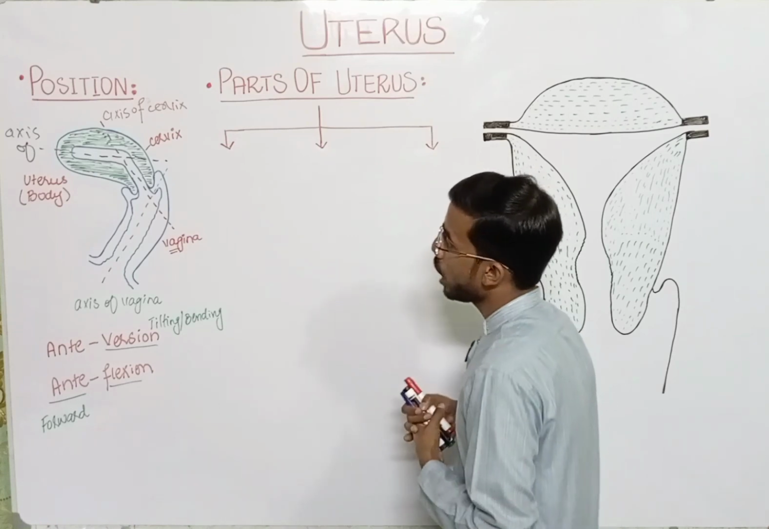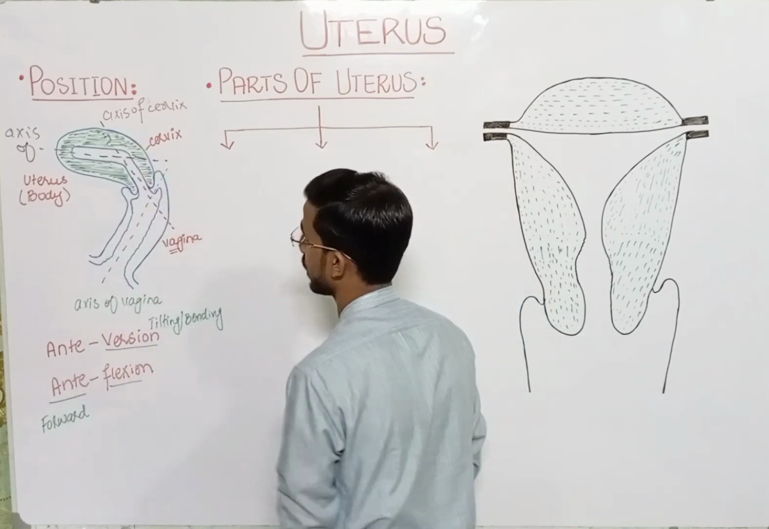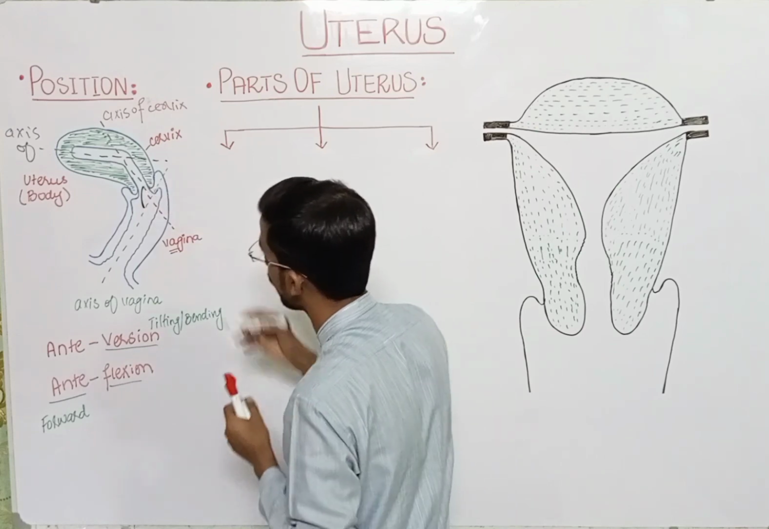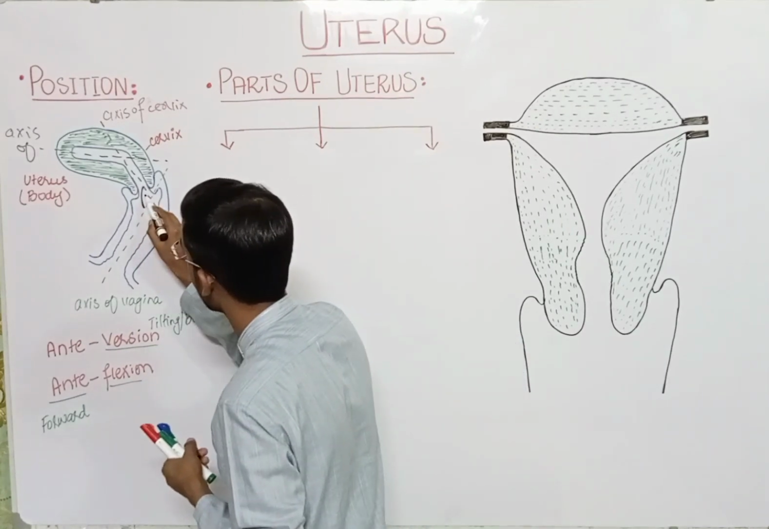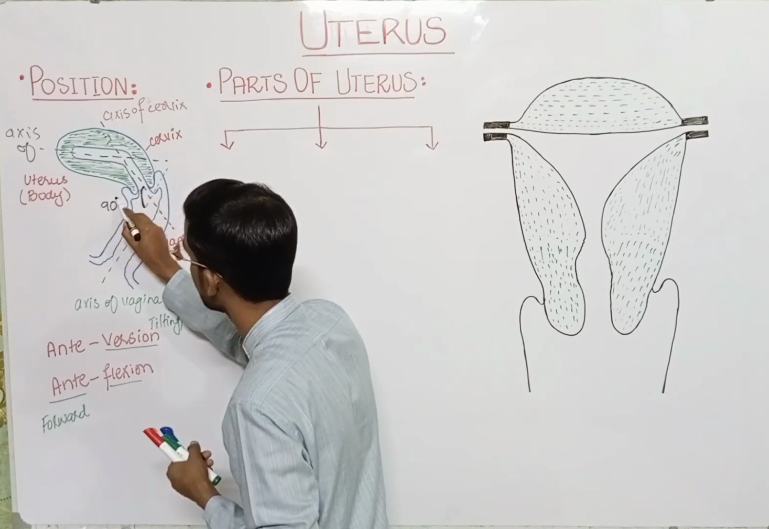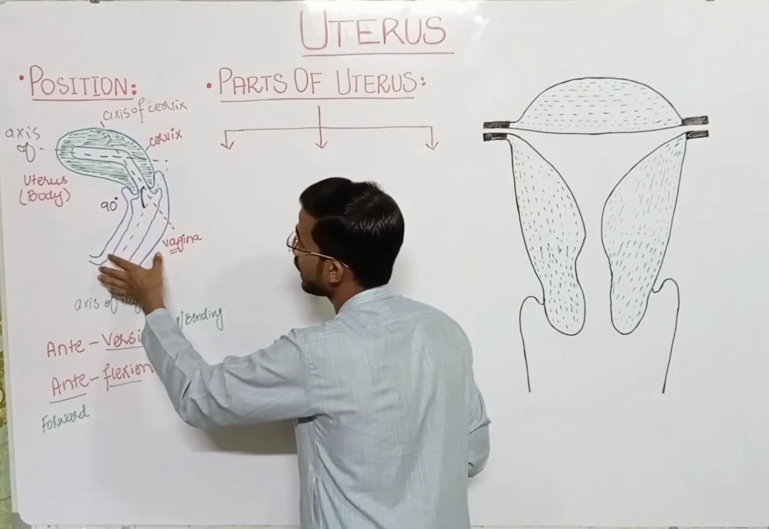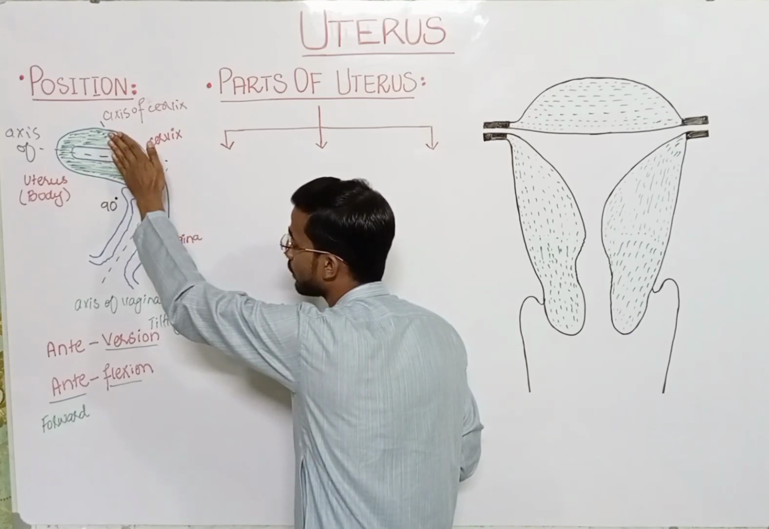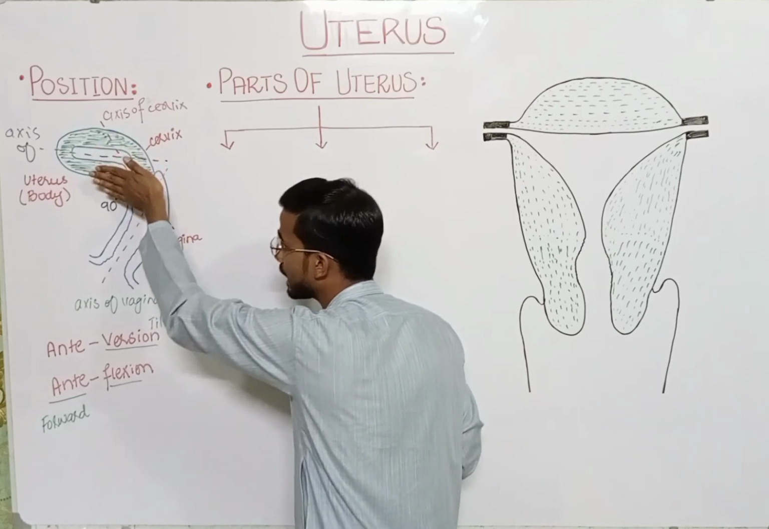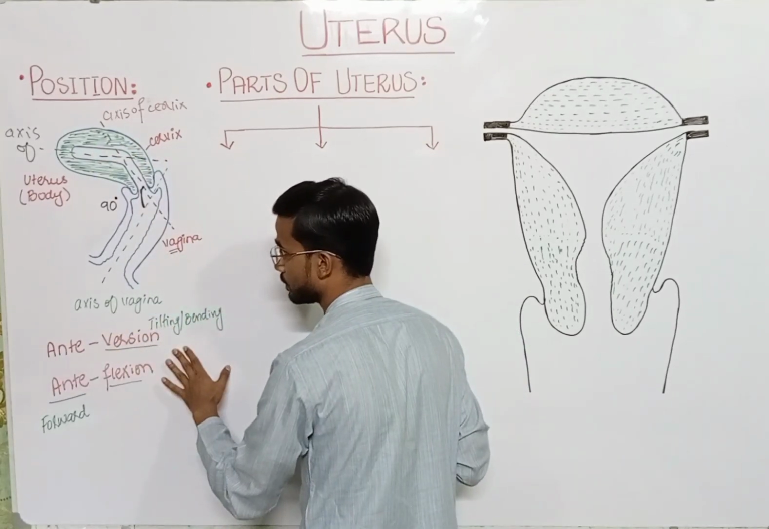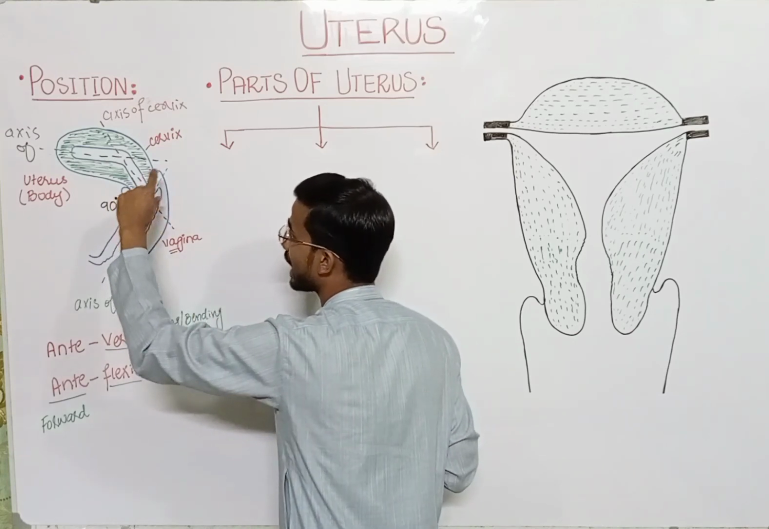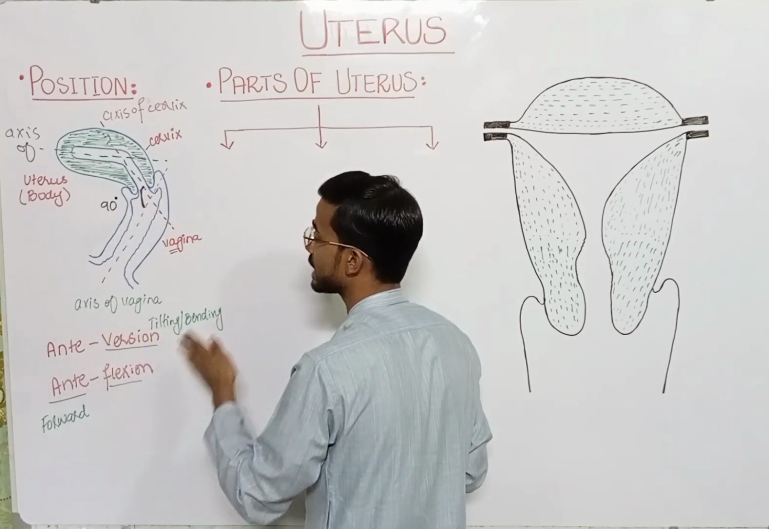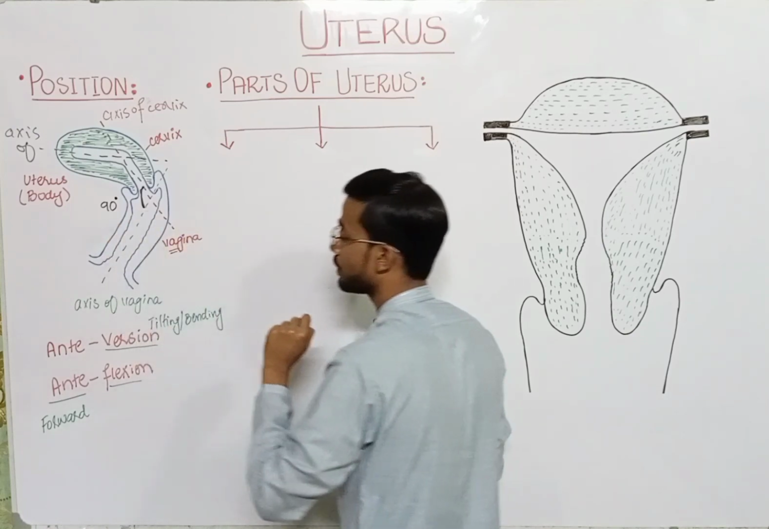So we see here, first of all, this is the axis of the vagina, and this is the axis of the cervix. Now, these two axes form an angle. This angle is about 90 degrees. Now you see the vagina, and after the vagina, this cervix is bent forward and tilting forward. So this is called ante-version. The angle that is formed between them is called the ante-version angle. In this situation the angle is 90 degrees.